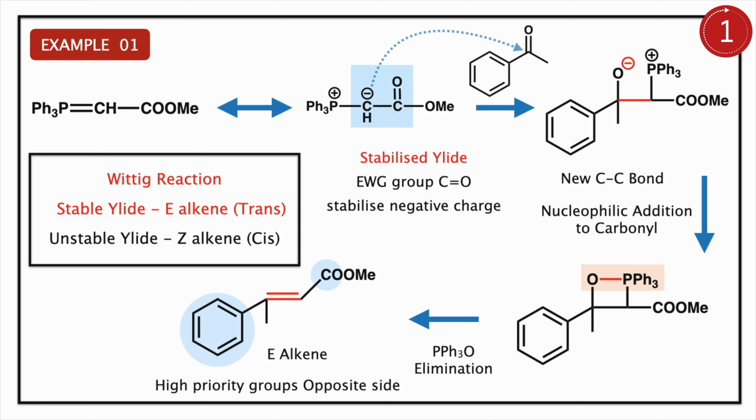So the product is the trans product, or you can say E-alkene. E-alkene means the high priority groups are on opposite sides. So better you memorize the shortcut to find the product.